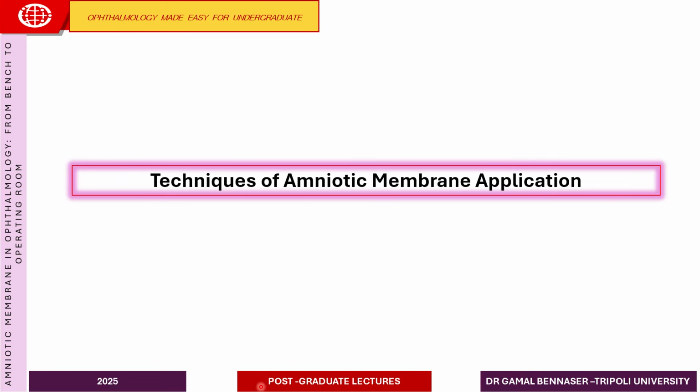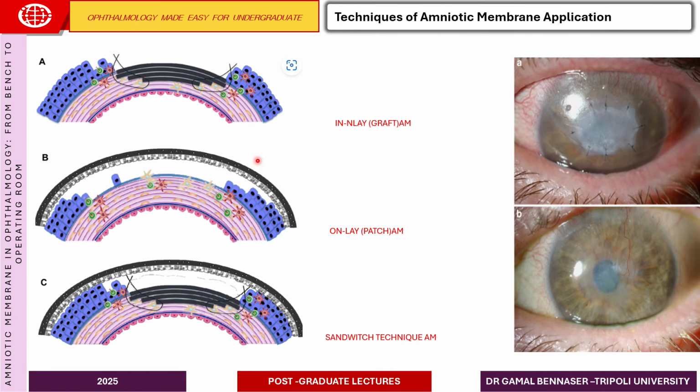Now let's speak a few words about the different techniques of amniotic membrane application. There are some famous ways of applying the amniotic membrane on the eye used by many doctors. The most common is what's known as the inlay graft technique, in which the amniotic membrane is placed inside the defect of the cornea or the corneal ulcer, or the onlay patch technique or overlay patch technique, in which the whole area of the eye is covered by the amniotic membrane, or the sandwich technique, which is a combination of both inlay and overlay techniques. Now we will discuss each one separately.